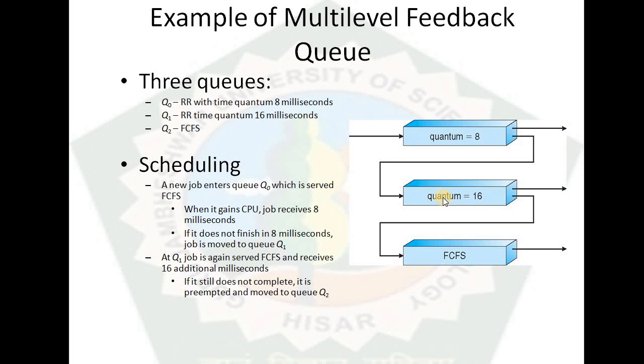There again a round robin with a time quantum of 16 is applied. The CPU is allocated for 16 milliseconds to this particular process, and if its execution is still not complete, or it has remaining CPU burst time, this process is shifted to the third queue, that is first come first serve scheduling.